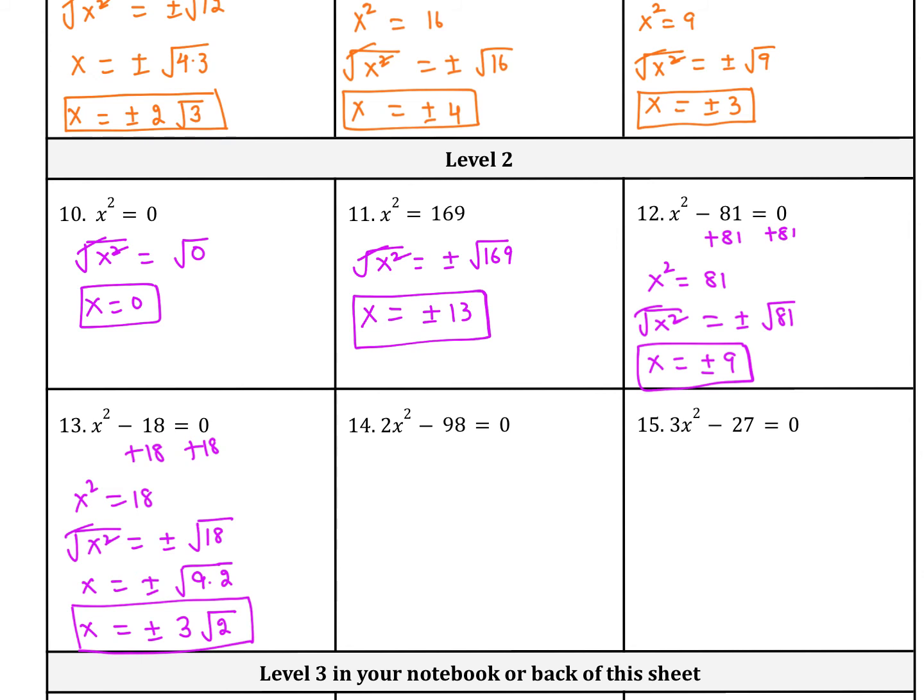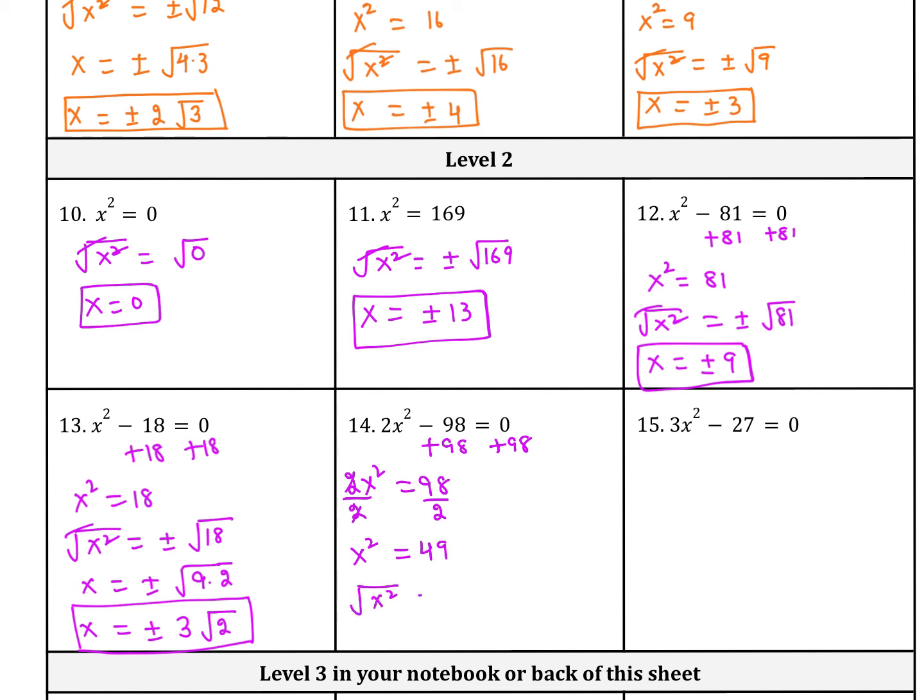Number 14, you're going to isolate the square term, that is x squared. So which means that we need to remove the 98. And then we're going to remove 2. So we're going to add 98. You got 2x squared equals 98. And then you're going to remove the 2. So you're going to divide with 2. X squared equals 49.